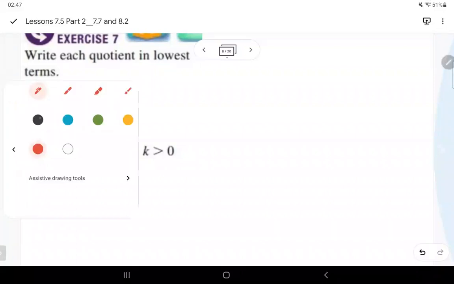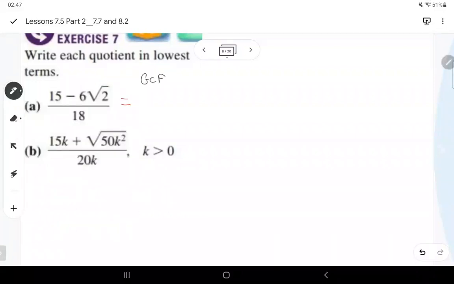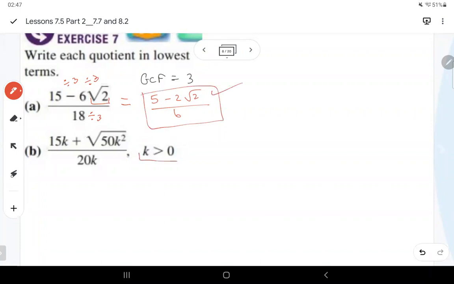We have a GCF equal to 3, which means we can divide each of these by 3. And you don't have to worry about the radical. That stays there. It's not going to be affected. So we would end up having 5 minus 2 square root of 2 over 6. And that can't be reduced anymore. So you're done there. Again, you might have to come up with these sometimes, so make sure that you know how to do that.